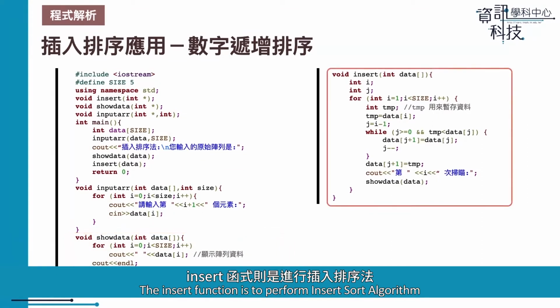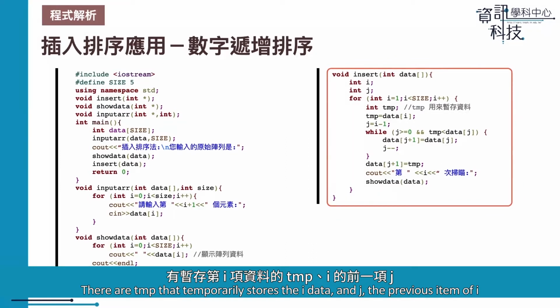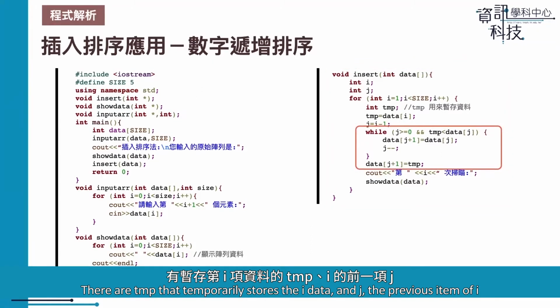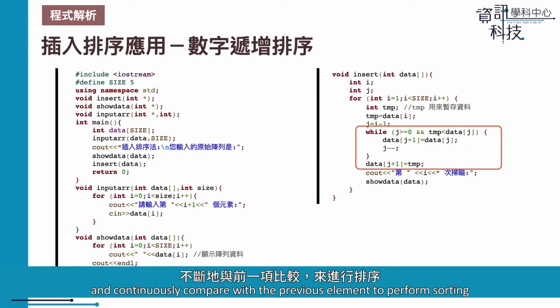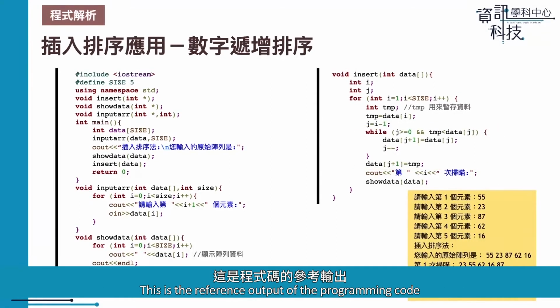The insert function is to perform the insert sort algorithm. There are temp that temporarily stores the i data and j, the previous item of i. The while loop will help us compare the size of the array elements and continuously compare with the previous element to perform sorting. This is the reference output of the programming code.